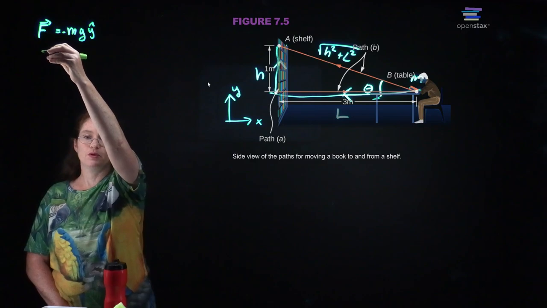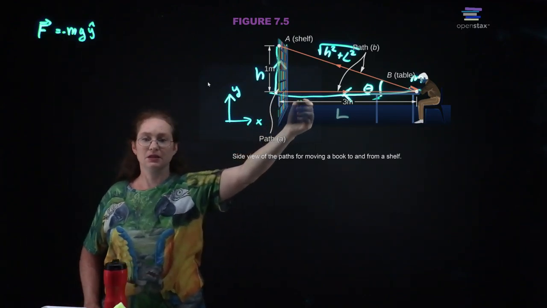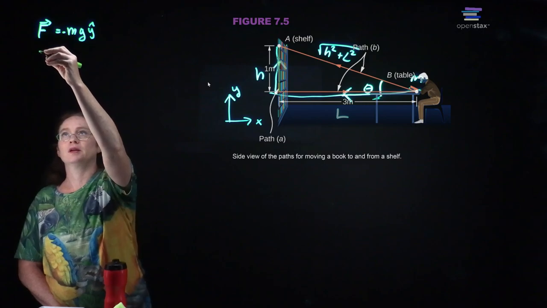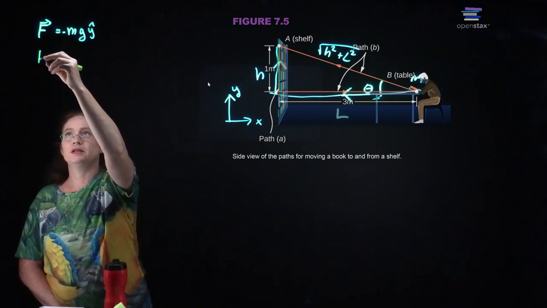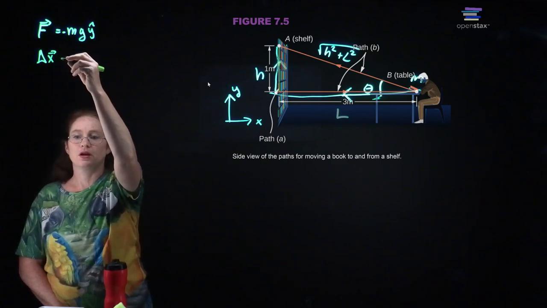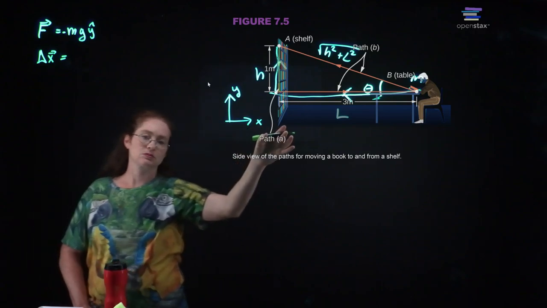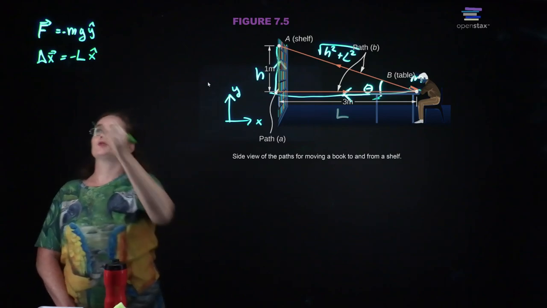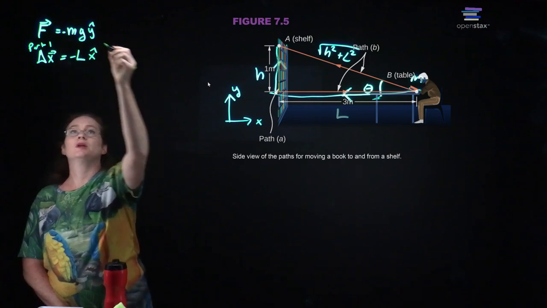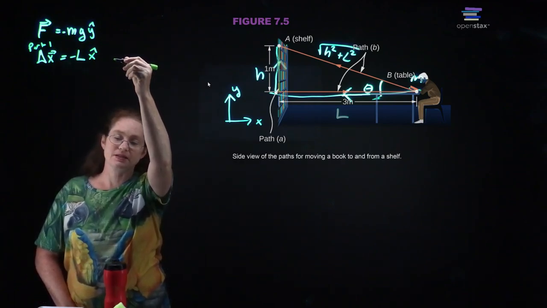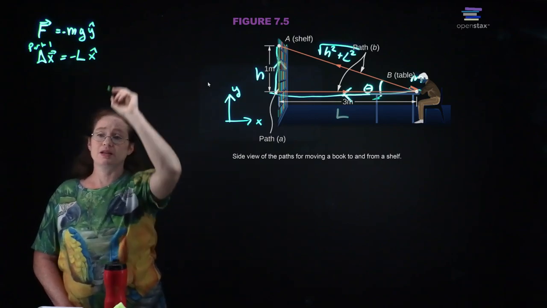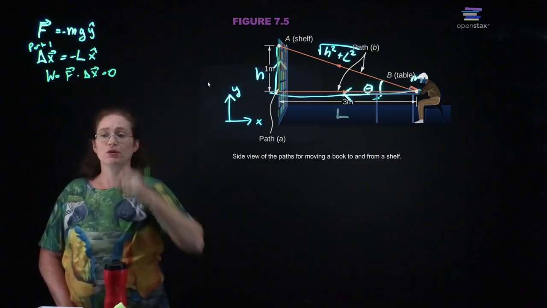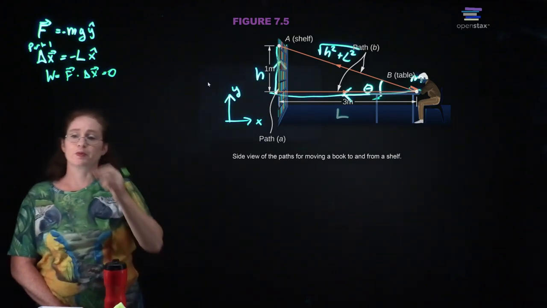In the first path, the one that is highlighted in this yellowish green, our delta x is equal to L times negative x hat. We move, so this is part one, a distance L in the negative x hat direction. Now, work is F dot delta x. This is equal to zero because the force and the displacement are perpendicular.